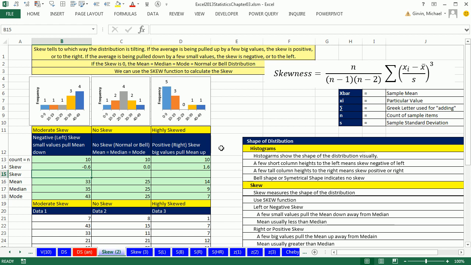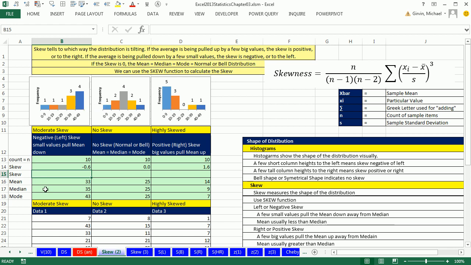Hey, we have a quick video here about SKEW. Now, wait a second. We've already talked about SKEW twice already, once when it came to histograms and once when it came to mean, median, and mode. So here's a histogram that shows some small values to the left. Here's a histogram that kind of looks bell-shaped. Here's a histogram that has some big values, just a few of them up on the right. So histograms help us see visually with a graphical method what the SKEW is.